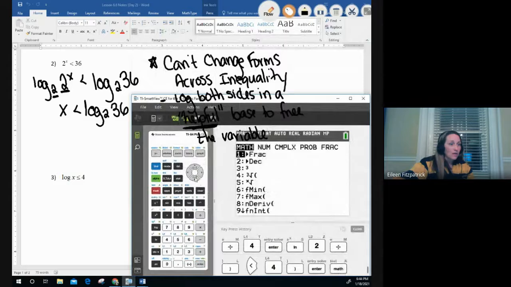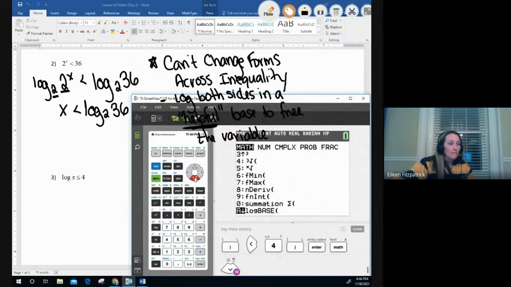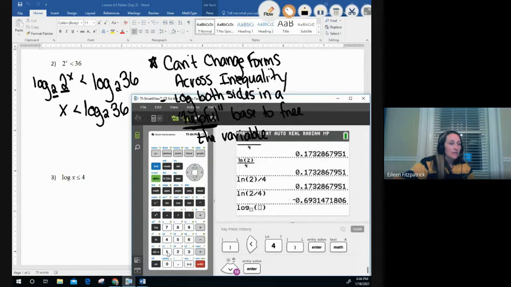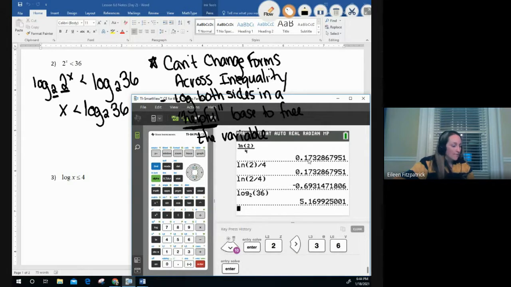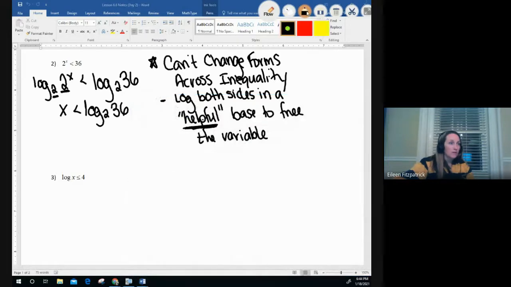So I'm just saying take my calculator and evaluate log base 2 of 36. So math, go down to log base 2 of 36. All right. And I get 5.17. Okay. So I have x is less than 5.17.